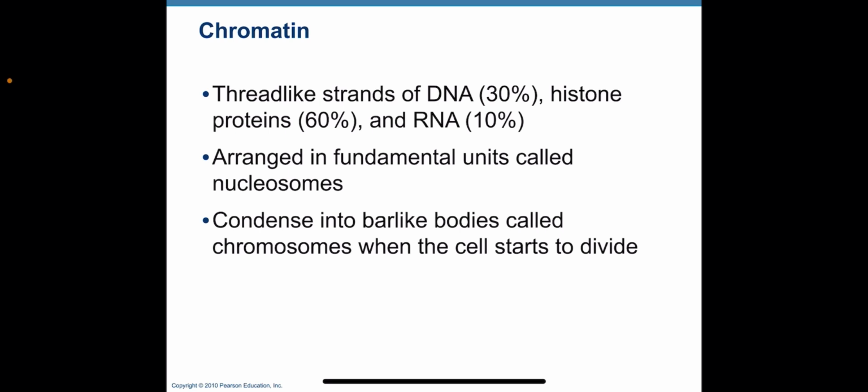The chromatin is made of thread-like strands of DNA, 30% of it. We see histone proteins being about 60% of that chromatin and RNA being about 10%. They're arranged in fundamental units called nucleosomes, and they're condensed into bar-like bodies called chromosomes when the cell divides. So most of the time they're nucleosomes, and then when the cell divides they become chromosomes.